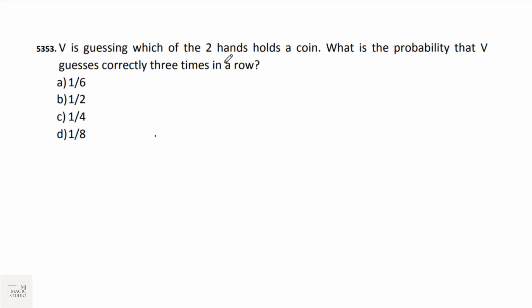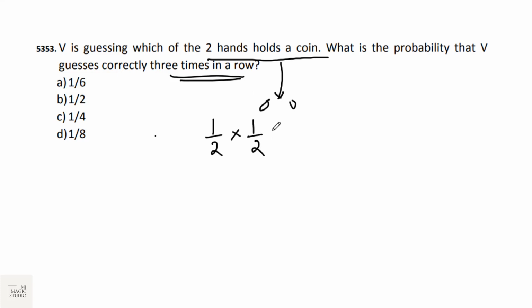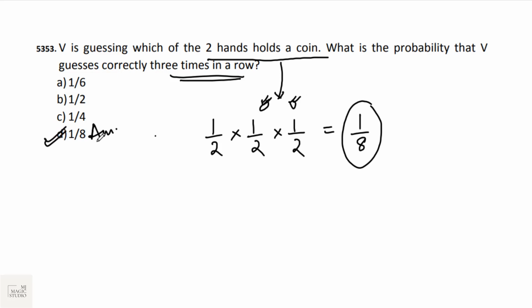V is guessing which of the two hands holds a coin. What is the probability that V guesses correctly 3 times in a row? Since there are two hands and one holds the coin, the probability of guessing correctly the first time is half. The second time will also be half and the third time will also be half. So the required probability we are looking for is 1 by 8. Why is it half? Because we have got only two hands, and out of the two hands, one hand is holding the coin. 1 by 8, option D.